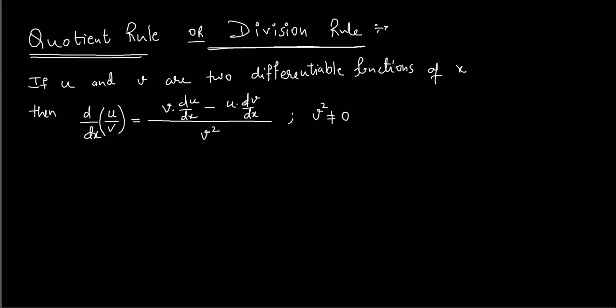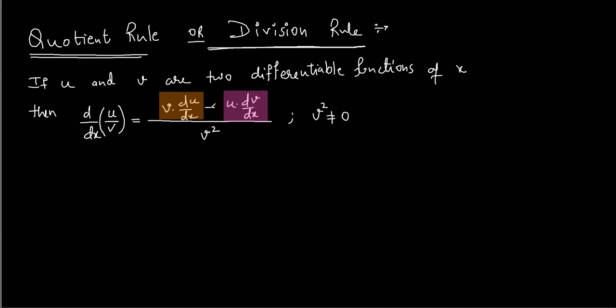The numerator has two terms. What are those two terms? One term is v times the derivative of u, and the other is u times the derivative of v. Remember, students, between these two terms you have a negative sign. You don't have a positive sign, you have a negative sign.